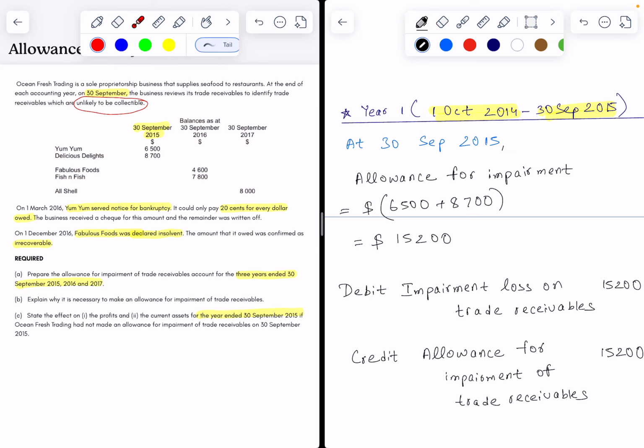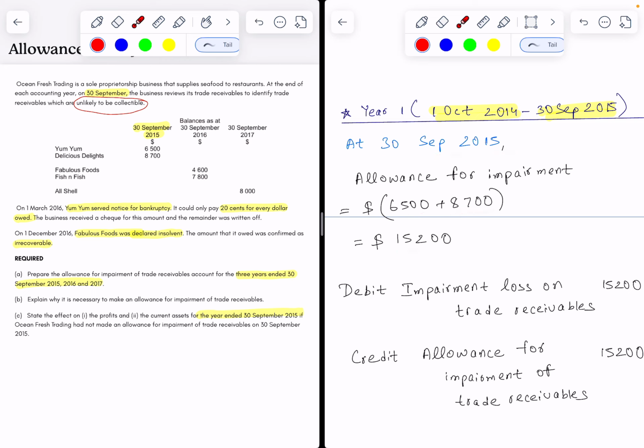So there is this chance or uncertainty that we may not be able to recover these 2 amounts from these 2 customers, Yum Yum and Delicious Delights, all right? So we want to store this amount in the allowance for impairment of trade receivables account at 30 September 2015. So altogether, both these customers owe us $6,500 plus $8,700, which is $15,200. And this is the amount which we want to transfer to the allowance for impairment of trade receivables account at 30 September 2015. How do we do it if we were to journalize it?